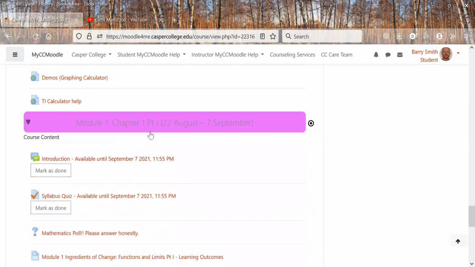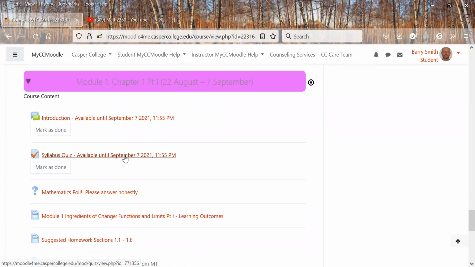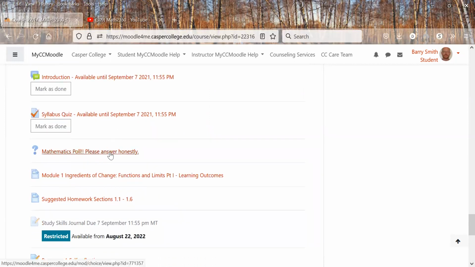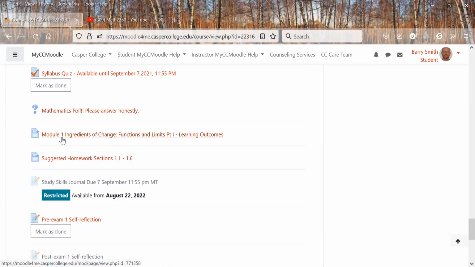All right, so Module 1, the goal is to be done by September 7th. These are all fluid dates. If we get done early, that's okay. If we get done late, that's not so good, but that's what we're shooting for. The introduction is due on September 7th. The syllabus quiz is also due on September 7th. Both of those count for points, so be sure to do those. Mathematics poll: answer that honestly, whether you like math, hate math, whatever.